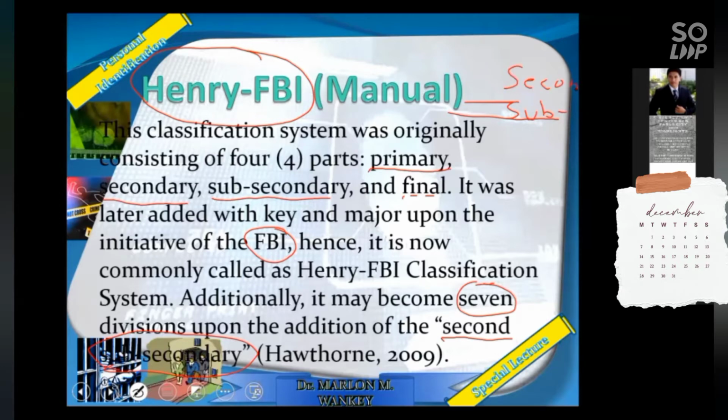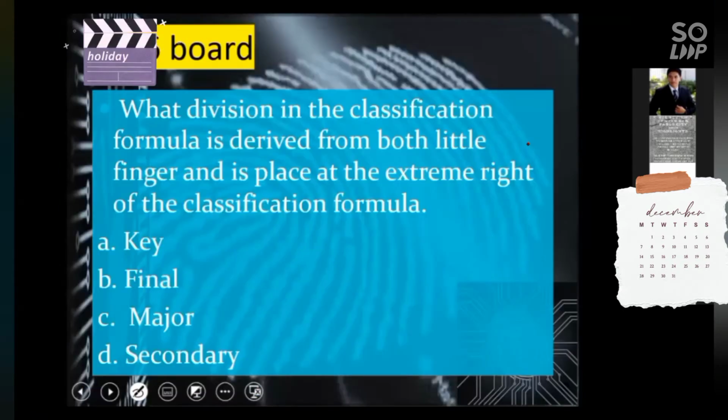So what is the purpose? Why do we place the second sub-secondary classification on top of the sub-secondary? Okay, later. But for now, let us first answer this. What division in the classification formula is derived from both little fingers and is placed at the extreme right of the classification formula?